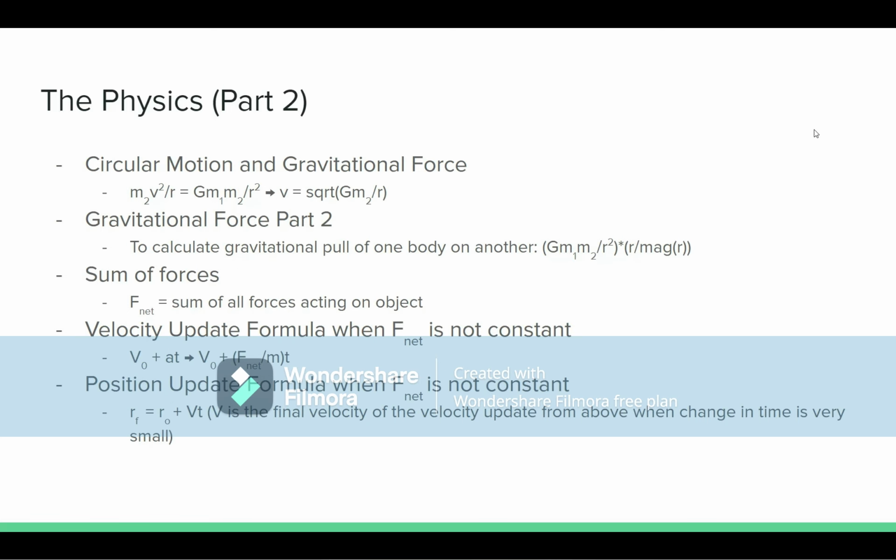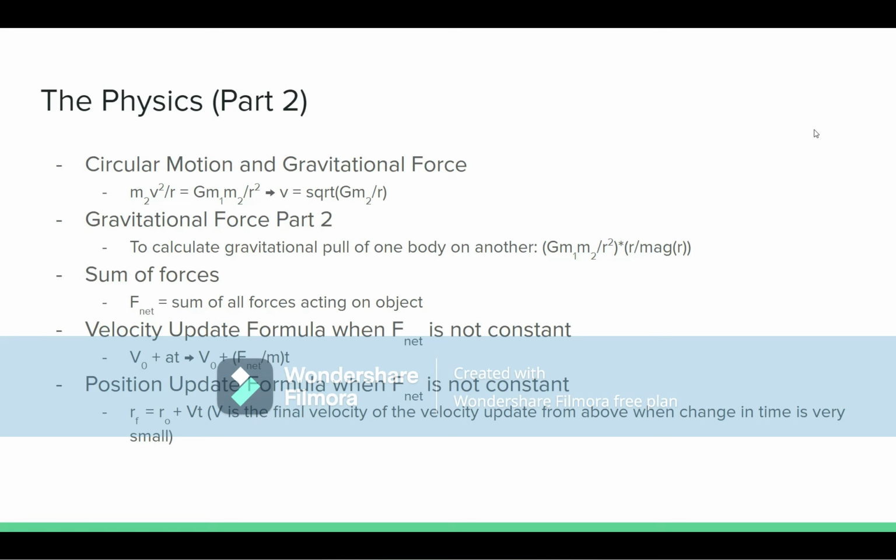The second portion of this physics lab also has some very important concepts. The first is how circular motion relates to gravitational force. The centripetal force of mv squared over r is equal to the gravitational force of GMm over r squared, so v can be rewritten as the square root of GM over r. The gravitational force can also be calculated with the equation GMm over r squared times r divided by the magnitude of r, where r divided by the magnitude of r is r hat, and r is simply the position or the distance between the two objects.